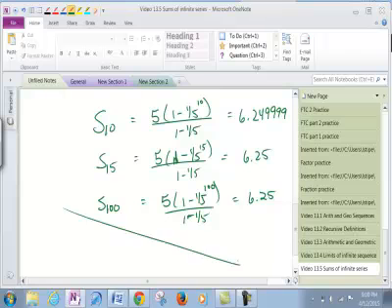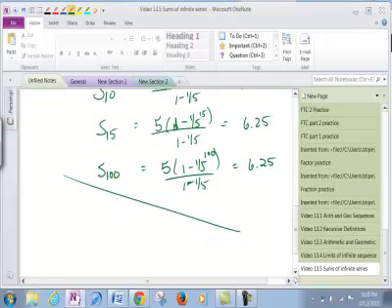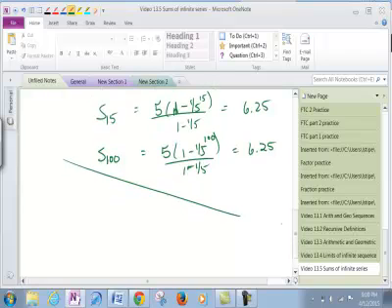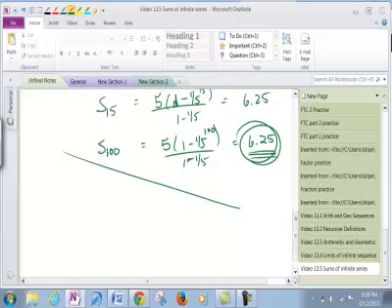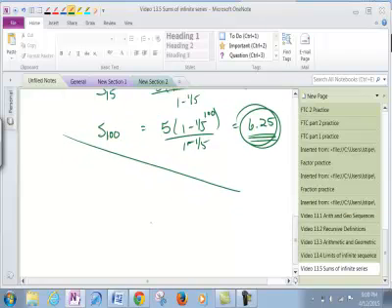And so you could keep doing this if you didn't believe me and take it to the 1,000th power, the 10,000th power. But the idea is that when we get to a certain value, our calculators, because we don't have that many numbers to display, truncate the number and they give us 6.25. So we're thinking that that's probably the sum of the infinite sequence.